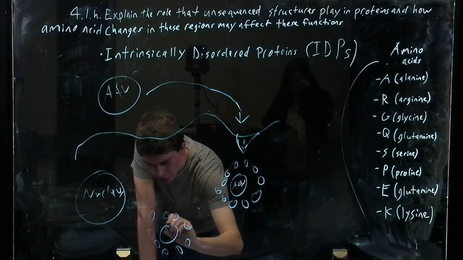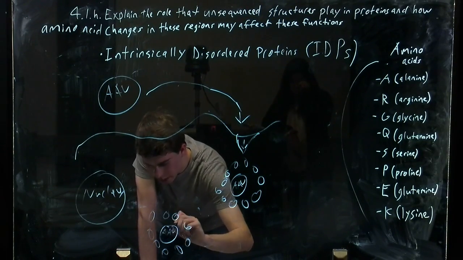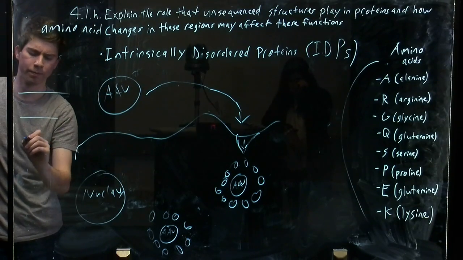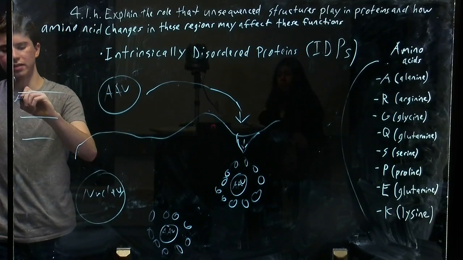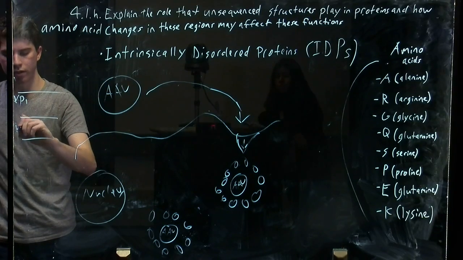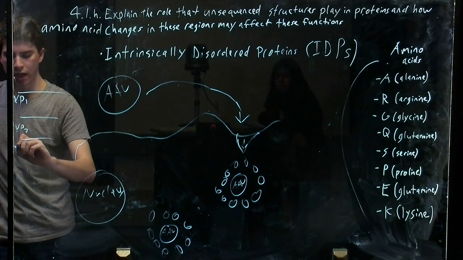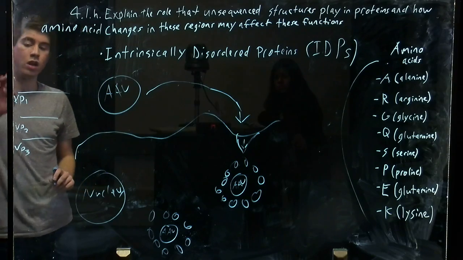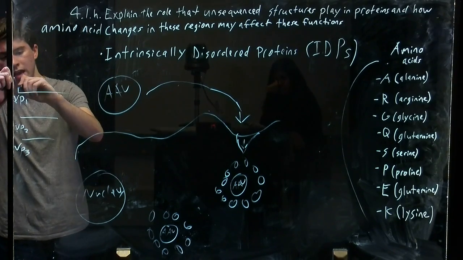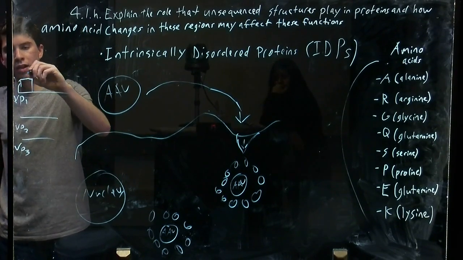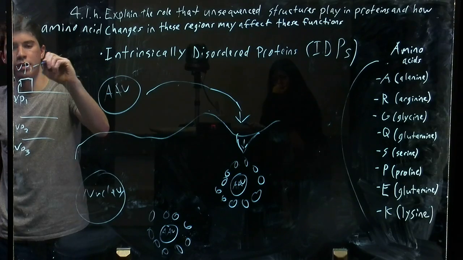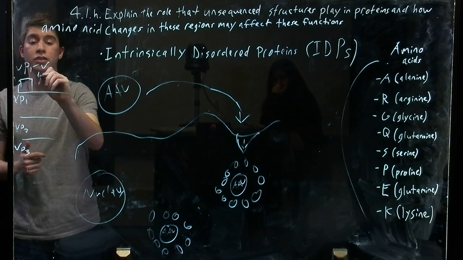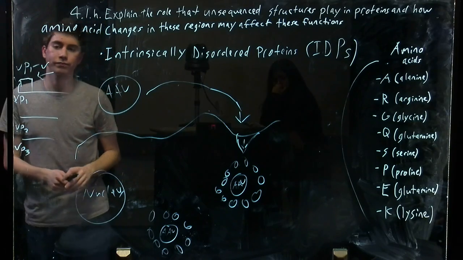Now, on its structure, AAV has these regions called VP1, VP2, and VP3, and they're on a scale of about 1 to 1 to 10. Now, on VP1, it has this area right here, which is the VP1U, or unique, and this is a disordered unstructured sequence.